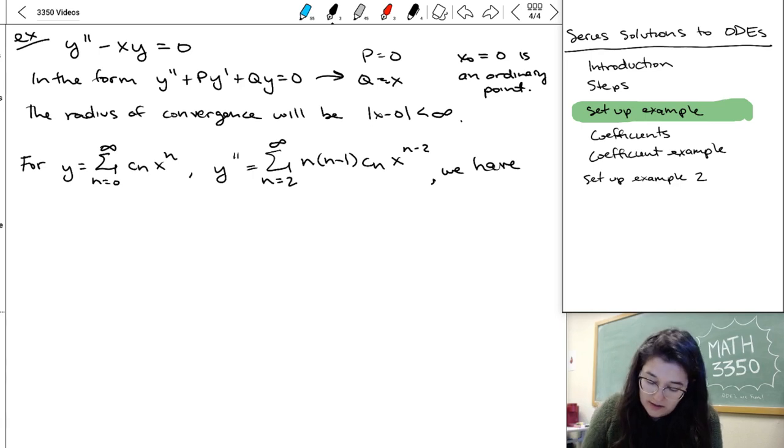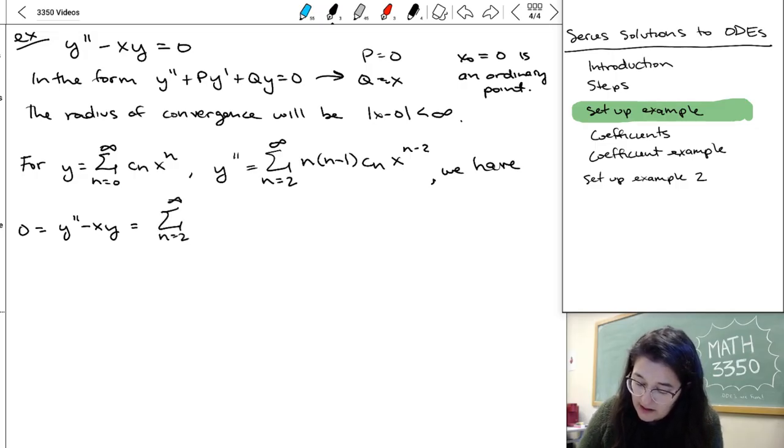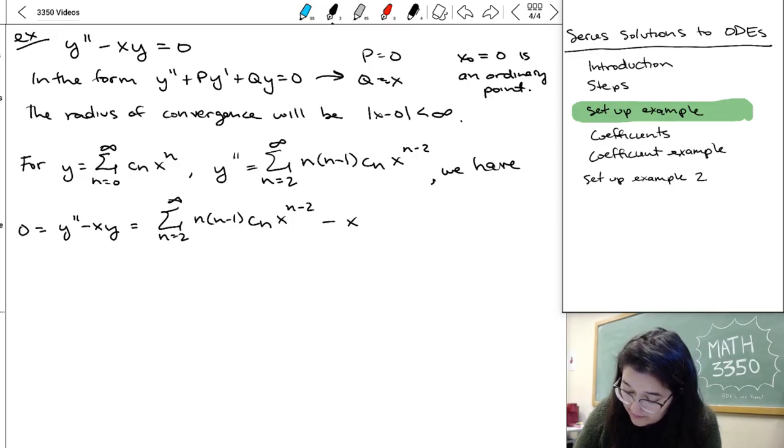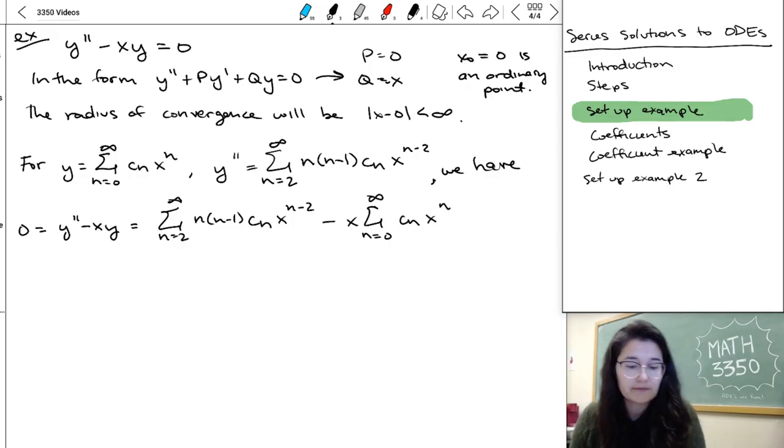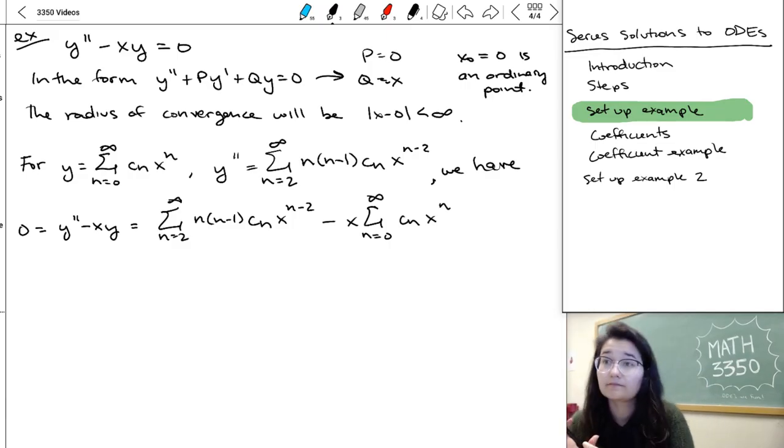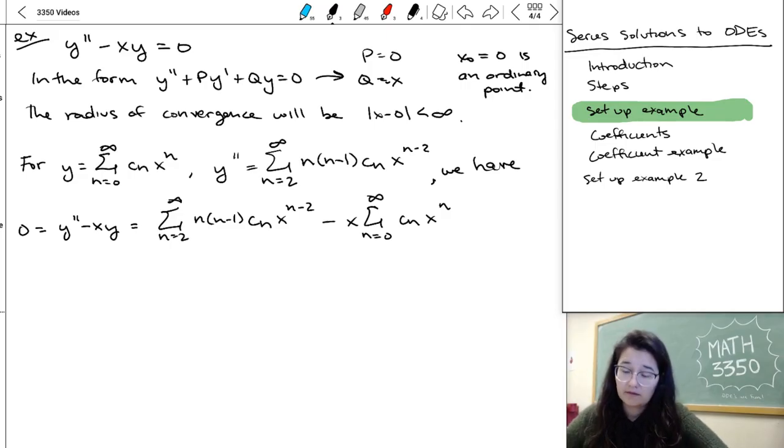Then for the ODE, we have 0 equal to y double prime minus xy is going to be equal to the sum from 2 to infinity of that derivative series minus x times the series for y. And then from here, we're eventually going to want to combine our series, but first I need to put this x inside the series it's multiplying so I don't have to deal with it later.